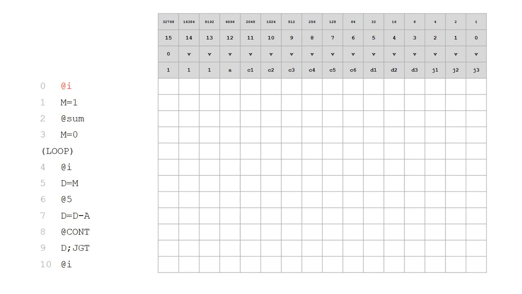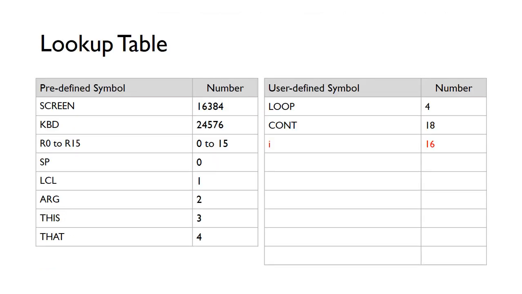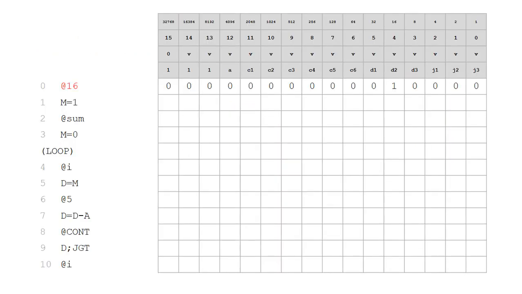In this case, we start the second pass, and on the first line we can see we've got @i. This is a user-defined symbol, so we look in the lookup table. i doesn't exist, so we need to add i, and it starts at 16. Remember, user-defined symbols start at 16. So @i actually becomes @16. It's just a case of putting the A instruction: bit 15 is a 0, and then we've just got the binary value for 16 in here.